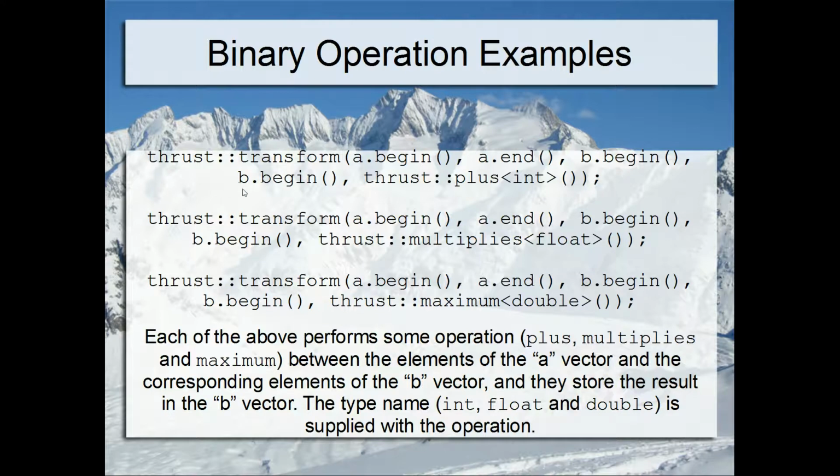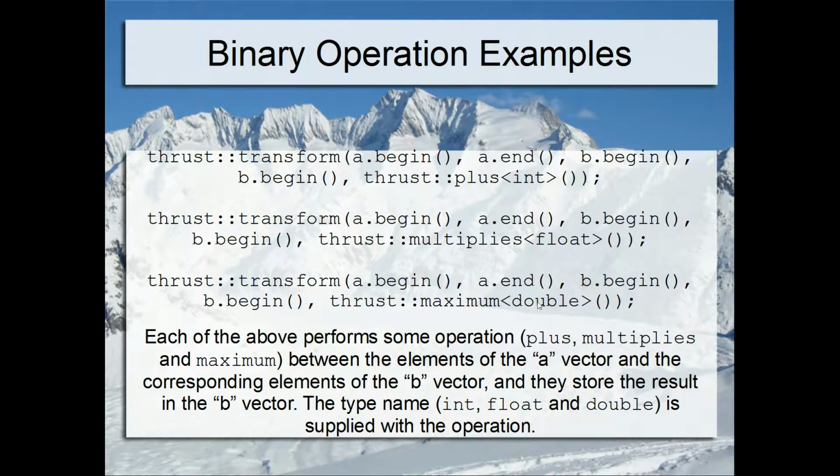You obviously don't need to use b twice there as an operand and the output, but I have anyway. The next one that we've got is multiplies. I've used a float for multiplies, no particular reason, but it's exactly the same as add. It's just as simple. We're just going to multiply corresponding elements from the A vector to the B vector and store the results in the B vector.